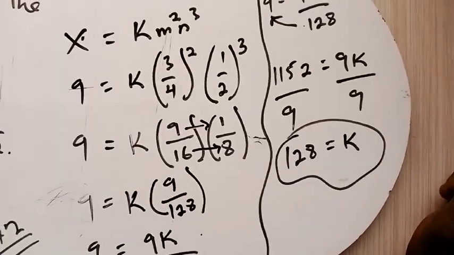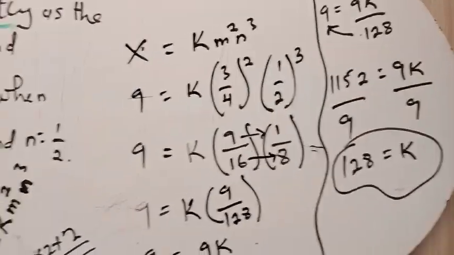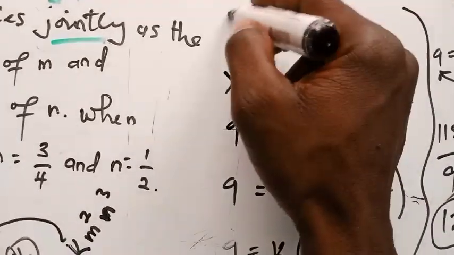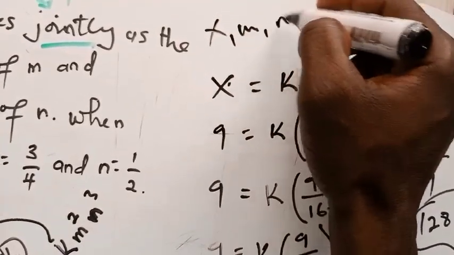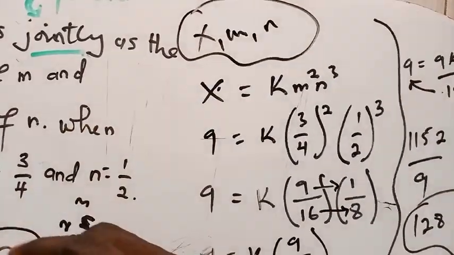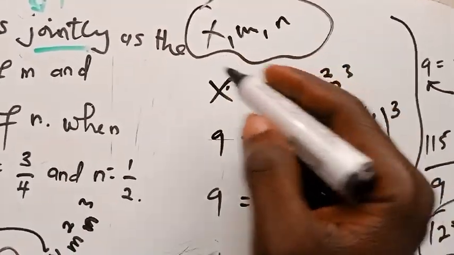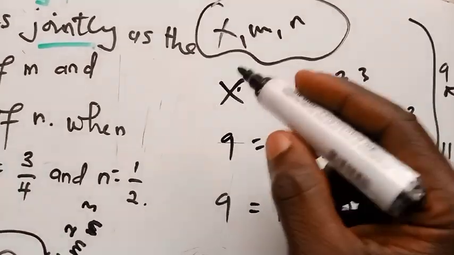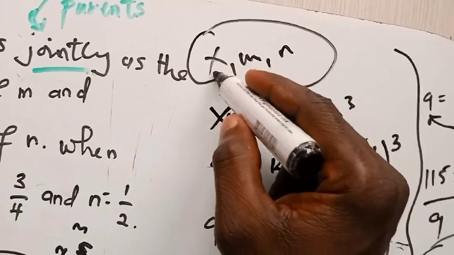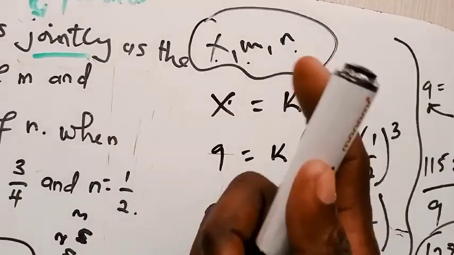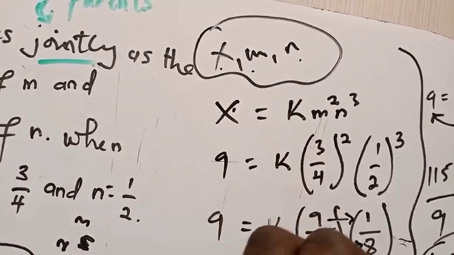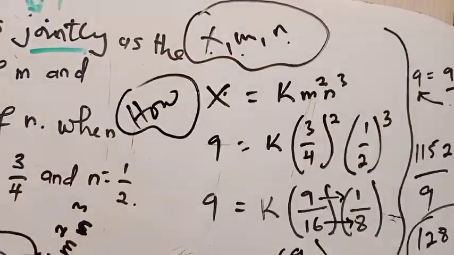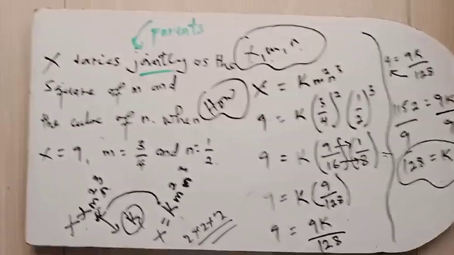If you're having a different answer, don't hesitate to comment in the comment section. There's an additional question attached to this. The question says: determine the relationship between x, m, and n. I will leave this question to you to try. What is the relationship between these three? That is the next question. Let me have your answer in the comment section below. If you don't know how to do it, just comment how, and I'll be glad to upload a video on that. We love you. Thank you for watching.